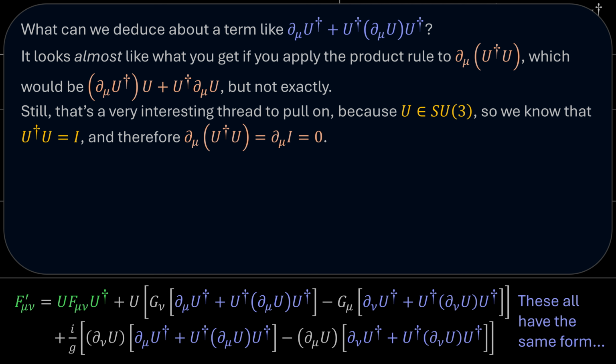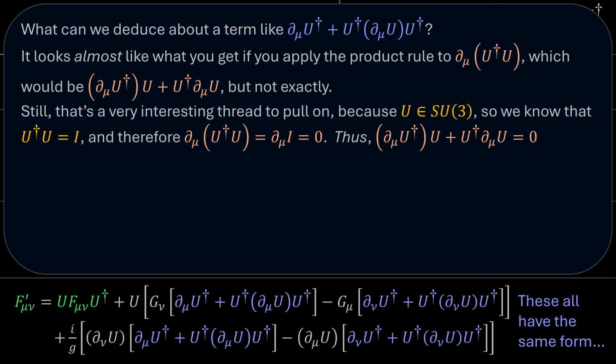But that's a very interesting thread to pull on, because we know that U is an SU3 matrix, and so U dagger U is the identity. And so the derivative of U dagger U is the derivative of the identity, which is constant, and so that equals 0. And so we know that that product rule expression, partial mu U dagger U plus U dagger partial mu U, is always going to be equal to 0. And so if only there's some kind of way to massage our expression into that expression, we could demonstrate that it does actually equal 0.